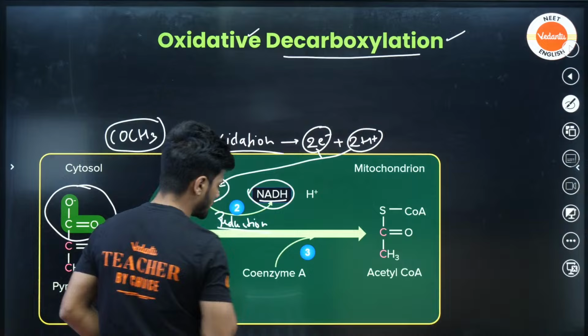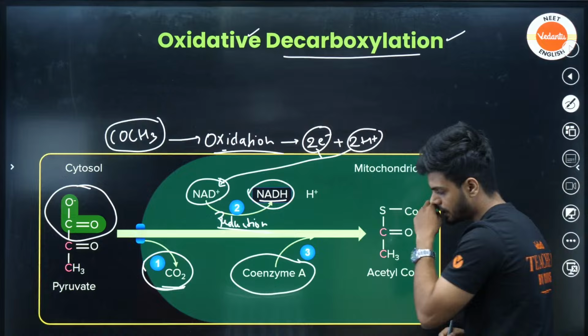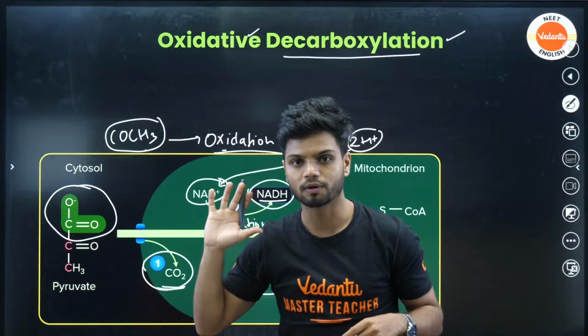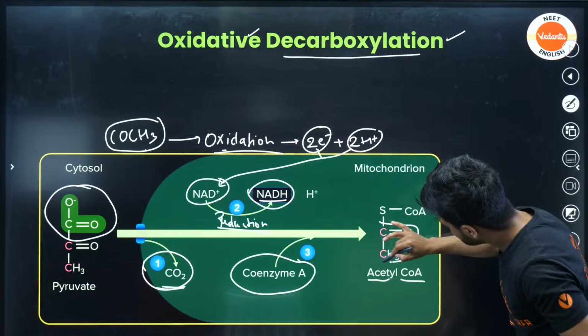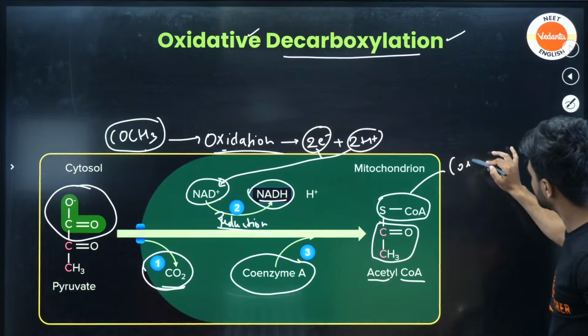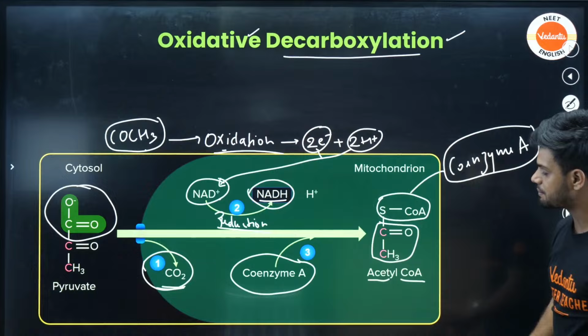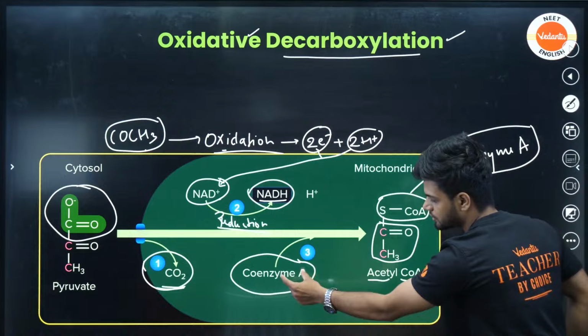And in the third step, there is something called coenzyme A. Now this coenzyme A attaches to your acetyl group to form the acetyl CoA. This is your acetyl group. This is the coenzyme part. This is the coenzyme A. That is the third step, that is attaching the acetyl group plus the coenzyme, we get acetyl CoA.